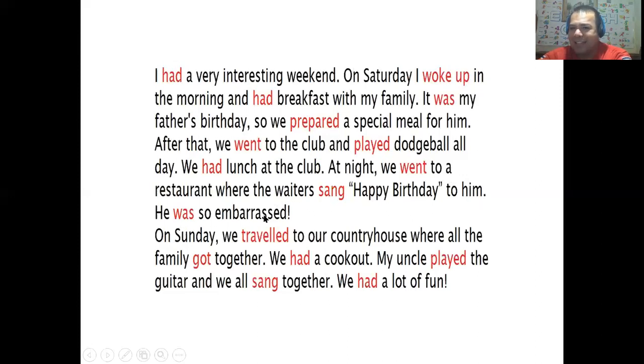He was so embarrassed. On Sunday, we traveled to our country house where all the family got together. We had a cookout. My uncle played the guitar and we all sang together. We had a lot of fun. So guys, this is a great paragraph describing last weekend. So you need to do one paragraph describing your last weekend as well.